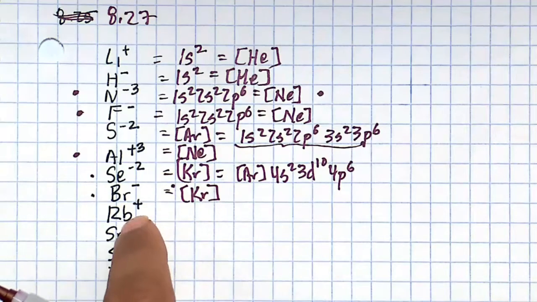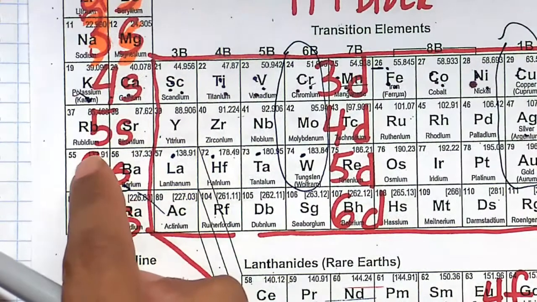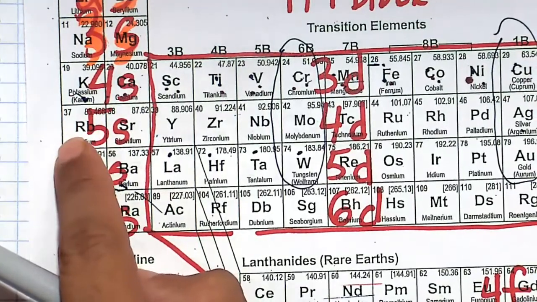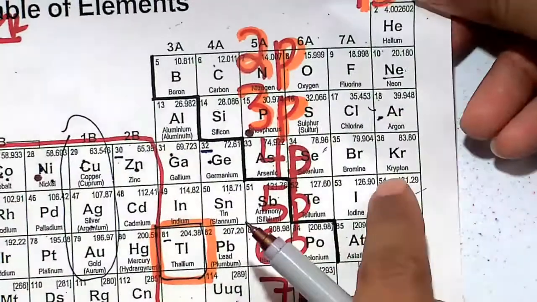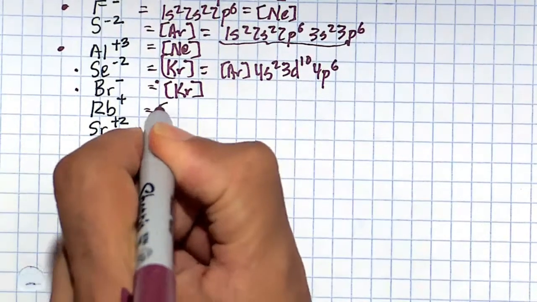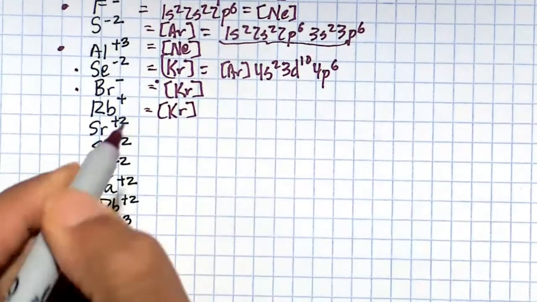Same thing with Rb plus. So rubidium is 5s by itself. Rubidium plus 1, when we remove that electron in order to be plus 1, it loses that electron. 37 electrons become 36, and then we have another identical electron configuration with that of Krypton.